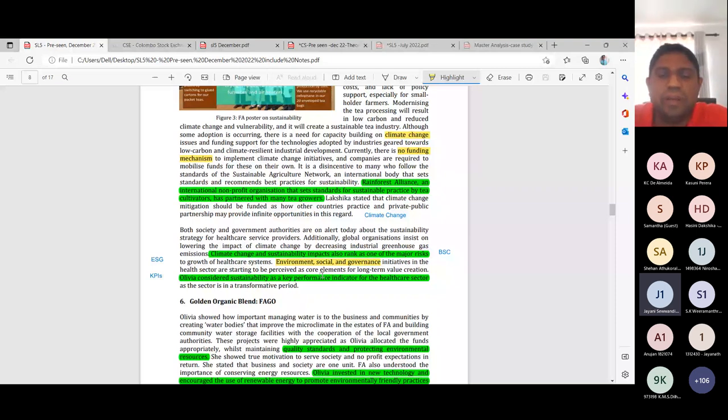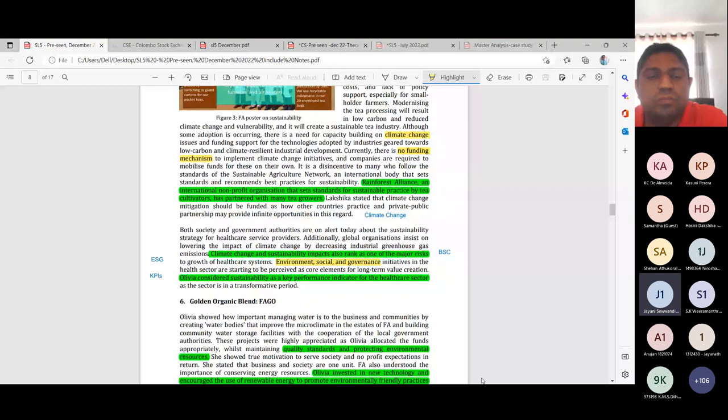Climate change and sustainability impacts all rank as one of the major risks to growth of healthcare systems. Environmental, social and governance initiatives in the health sector, we call it ESG, are starting to be pursued as a core element for long-term value creation. Olivia considers sustainability as a key performance indicator for the healthcare sector, as the sector is in a transformative period.